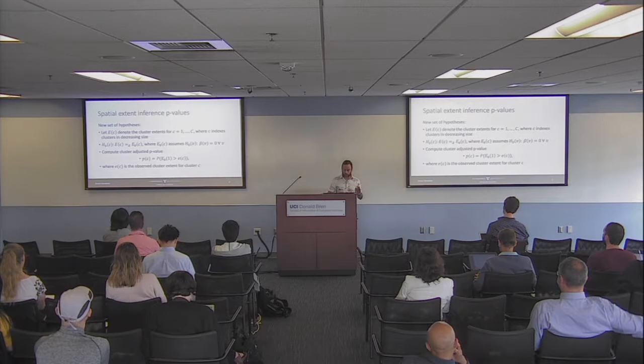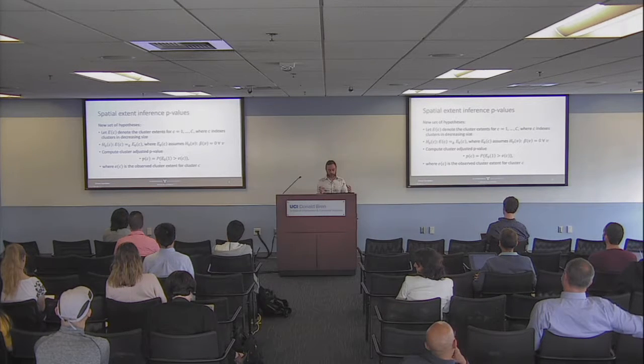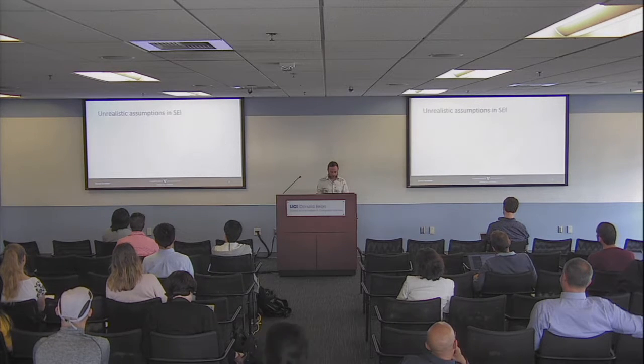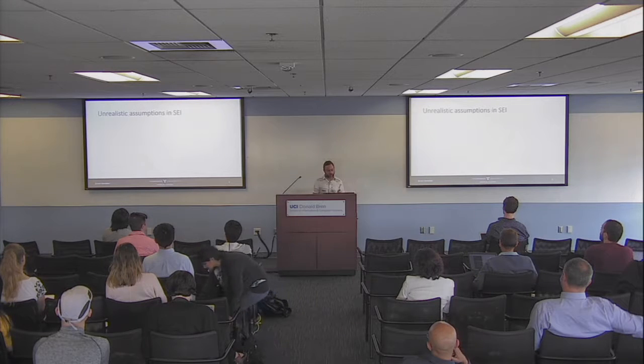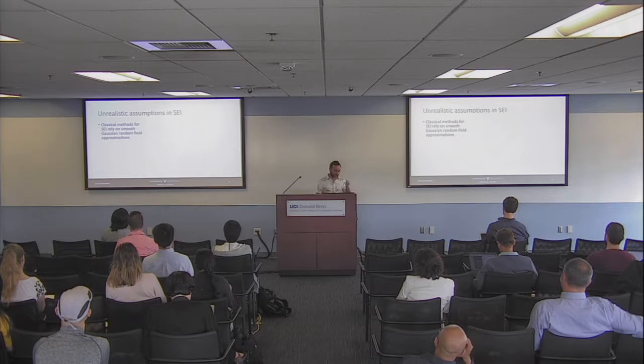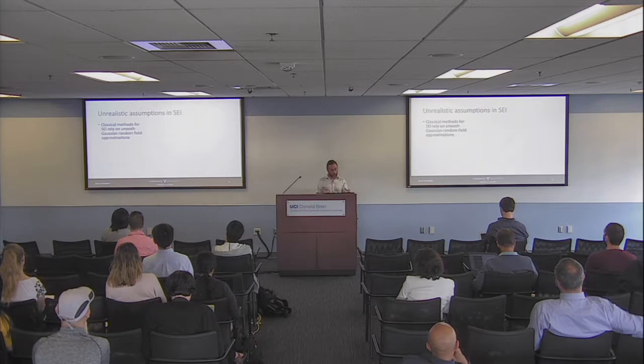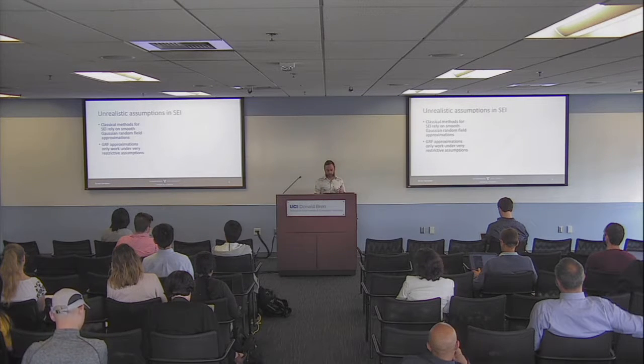And so you compute cluster adjusted p-values by just finding the probability that the maximum cluster size under this global null is larger than the observed cluster size that you have in your actual data. And so a critical feature of this is estimating the joint distribution of the image. So several recent studies have shown that there are unrealistic assumptions in classical spatial extent inference procedures that make smoothness assumptions about the correlation of the image. And these GRF approximations only work well under very restrictive assumptions.